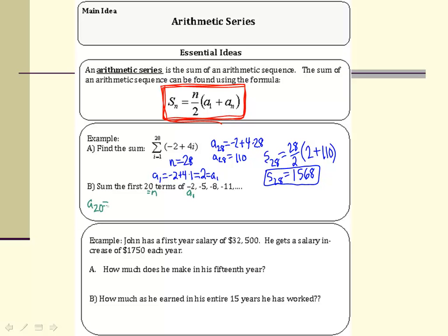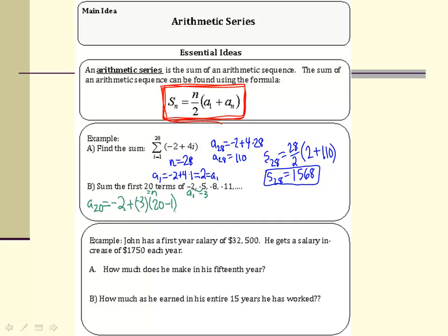So a sub 20 equals, well, we can't use the formula in this column. We're going to have to go back and look at our formula from the other column, our arithmetic sequence formula. So a sub n, that's a sub 20, equals a sub 1, which is negative 2, plus d, that's our constant difference. And if you look, from negative 2 to negative 5, it's subtracting 3. From negative 5 to negative 8, we're subtracting 3. Negative 8 to negative 11, we're subtracting 3. So our constant difference is negative 3 times the quantity n minus 1, and n is 20, minus 1.